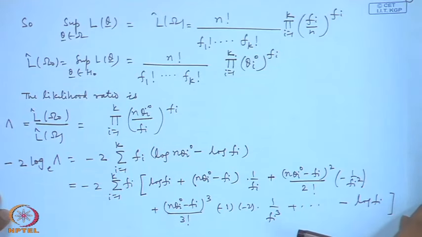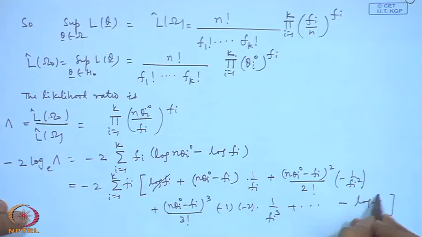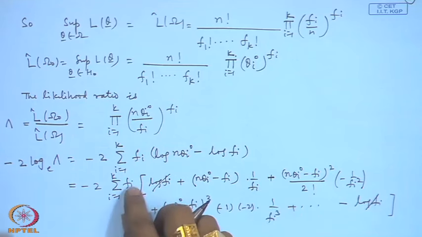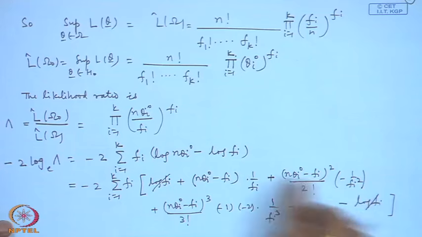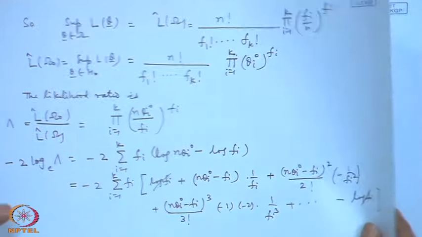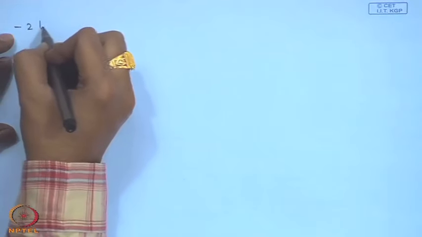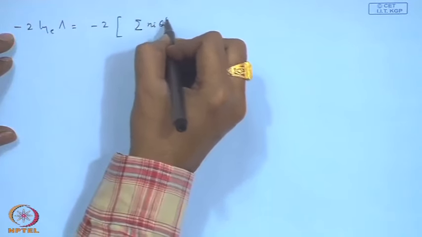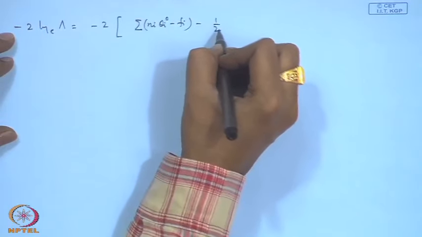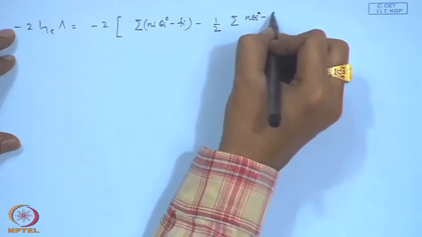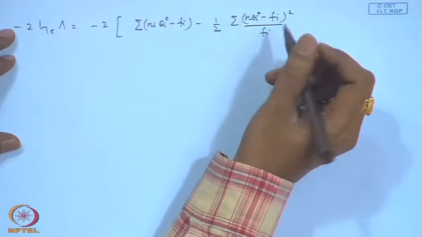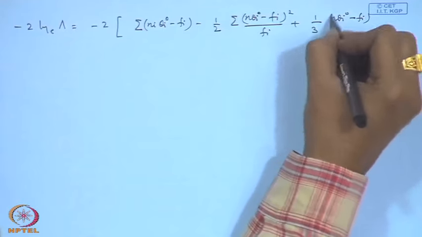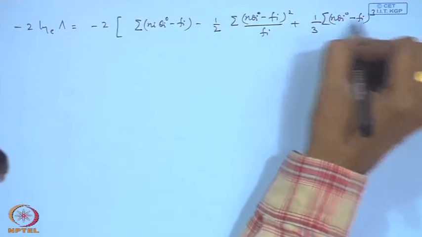So, we can now adjust the terms here. See, this term will get cancelled out. This term will give me n theta_i minus f_i, and this f_i will get cancelled out. And in other terms, f_i will come here. So, let us write this: minus 2 log of lambda is equal to minus 2 sigma (n theta_i0 minus f_i) minus 1 by 2 sigma (n theta_i0 minus f_i) square divided by f_i plus 1 by 3 (n theta_i0 minus f_i) cube, and of course, summation will be there, and so on.